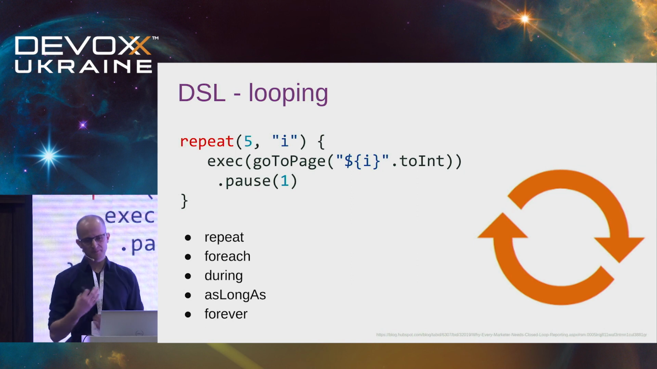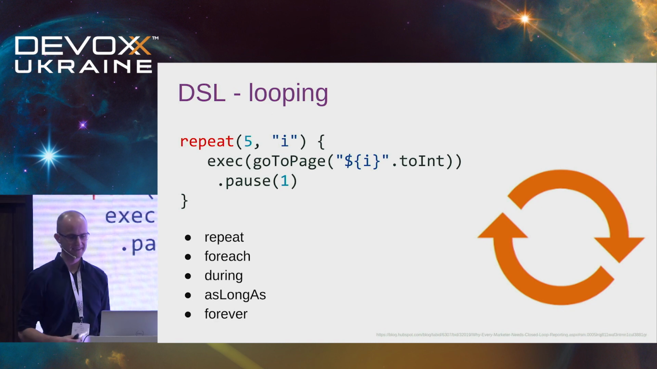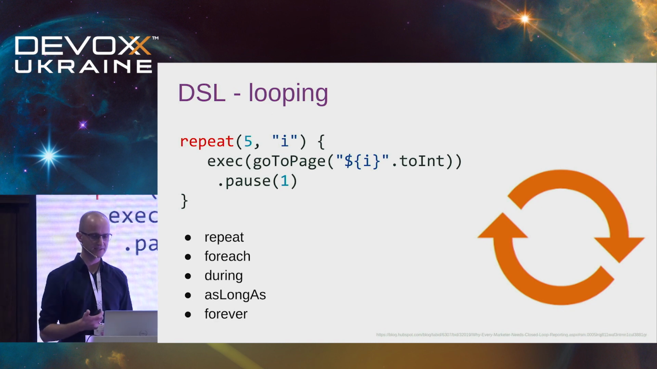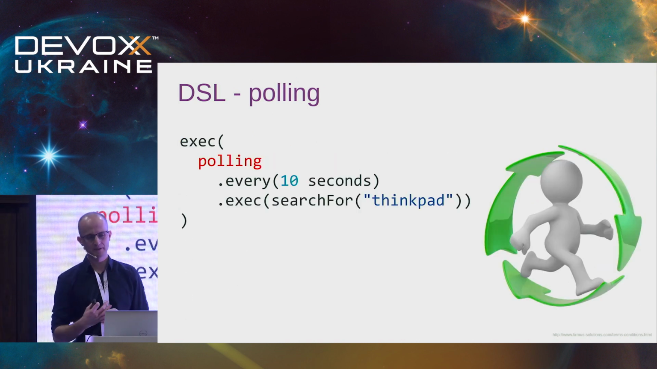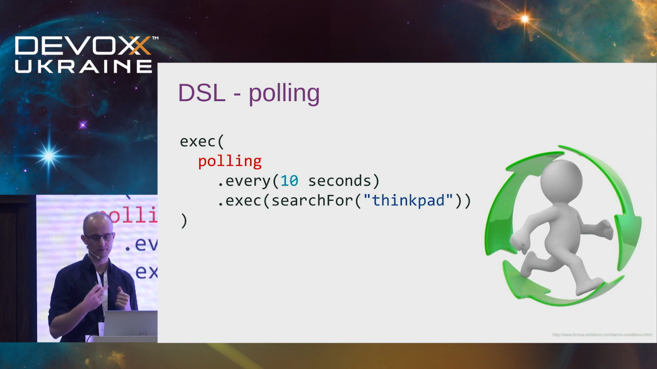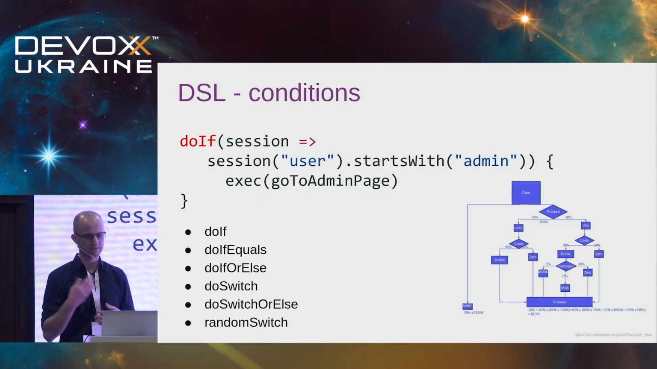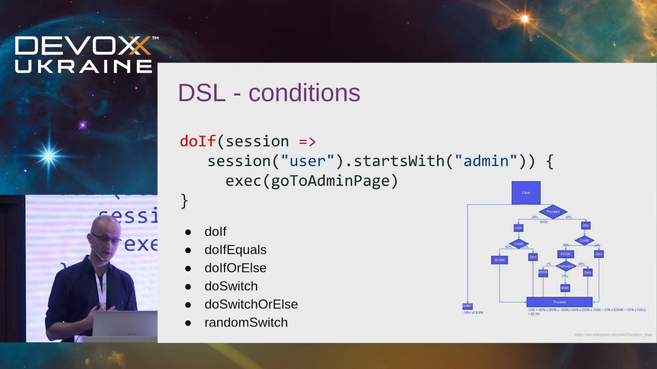Loops. Most performance tools will provide you some support for loops. Here is a basic repeat loop. There is for each, during, as long as, forever, and you probably can't see it, but anyway, details are in the documentation. There is something called polling, a concept similar to a loop, but in this case, your scenario can move forward and polling will be executed in the background. Conditions, so if, classic if else, switch, random switch, etc.